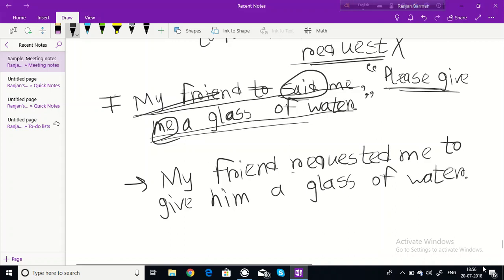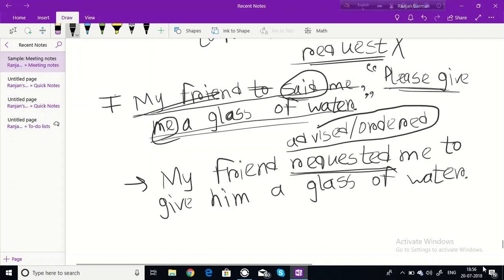And in the place of requested, we cannot write advised or ordered, because my friend is requesting me and we cannot write this. This is totally wrong, as my mother cannot request me, and this is not right, so we cannot write this.